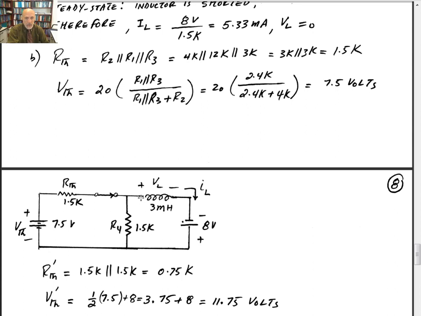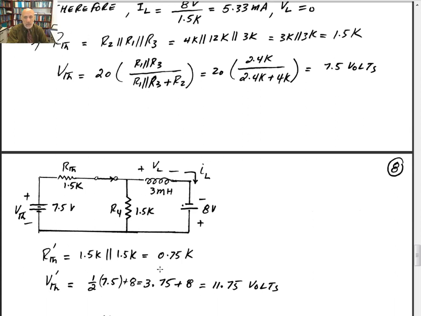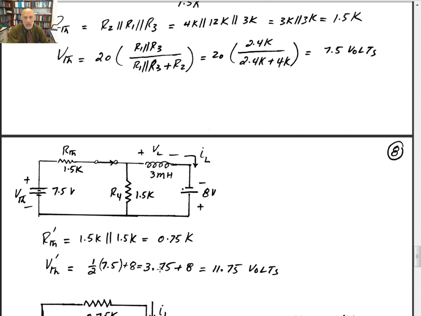Now R Thevenin prime would be 1.5K in parallel with 1.5K. If you short circuit this, if I look at these two terminals here, that gives you 0.75 kilo ohms. And V Thevenin would be simply 1/2 of the 7.5, which gives you 3.75 at each point, which is plus and minus. If you go around, that's minus plus, and this is plus minus. So those two will add up. Minus plus, minus plus gives you 8 plus 3.75. It gives you 11.75 volts.